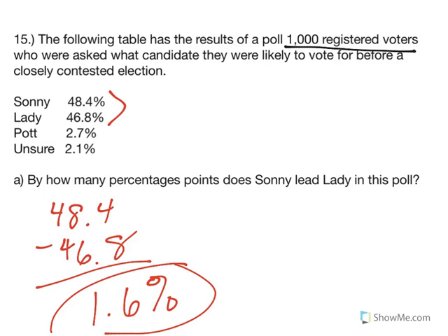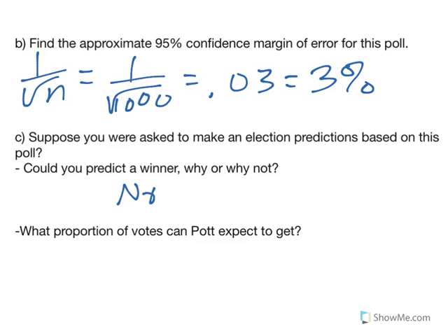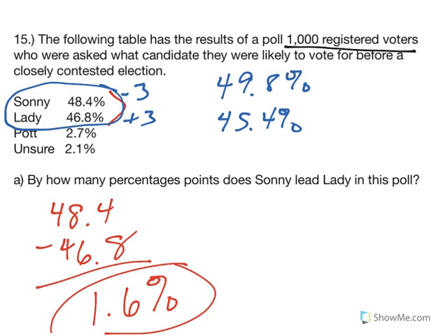Well, we just said that the top two are separated by 1.6 percentage points. But we have a margin of error of 3%. So Sunny, if you take away 3%, could be at 45.4%. And if you give 3% to Lady, she could be at 49.8%. Lady could win by 4.4% and still be within normal circumstances here. So no, based off this data, we cannot, because the margin of error is greater than the difference between the candidates.